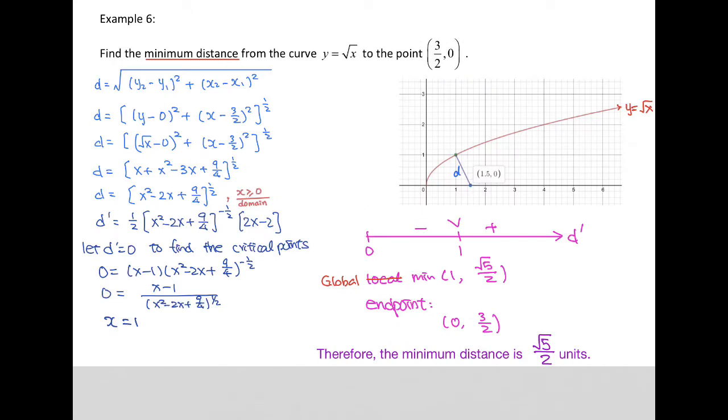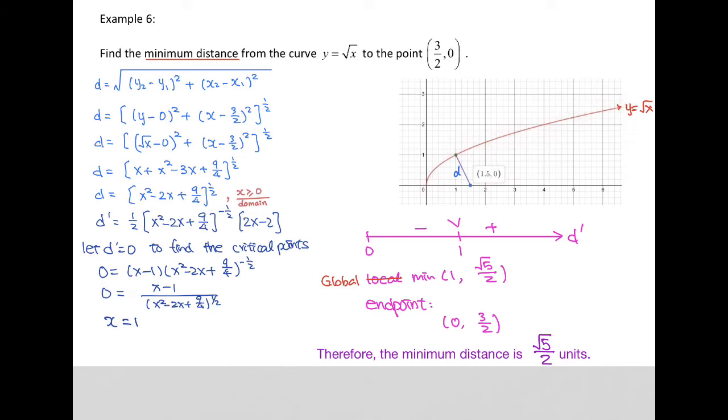Example number 6, we are finding the minimum distance from the curve y equals the square root of x to the point (1.5, 0). As you can see from the graph, the distance from the curve to the point is really the distance between the 2 points. The first point will be (1.5, 0). The second point is any point along this curve, (x, y).